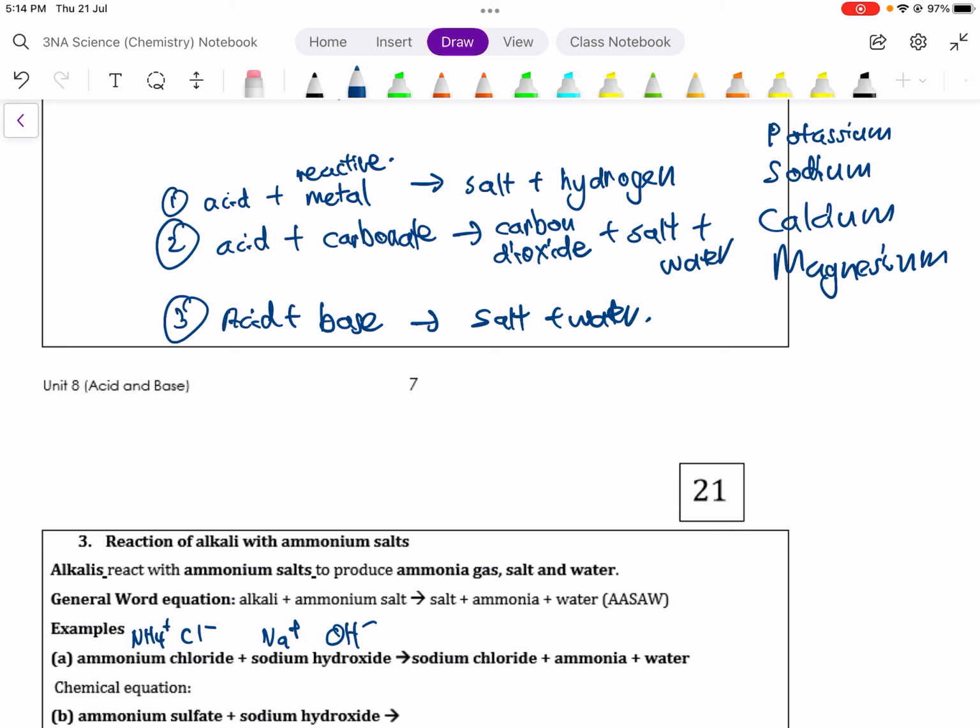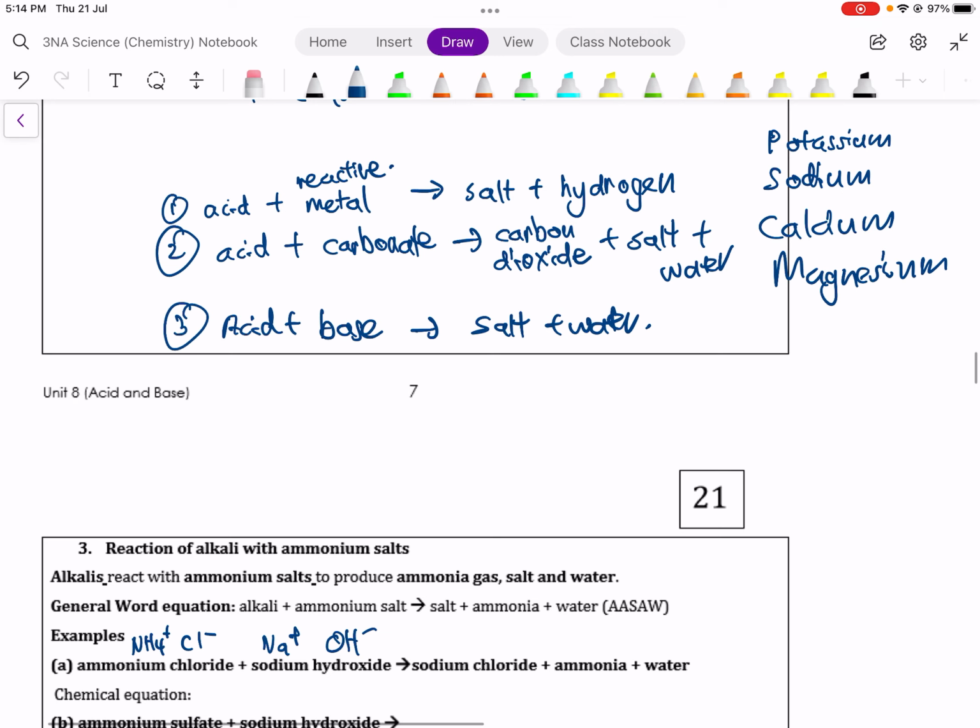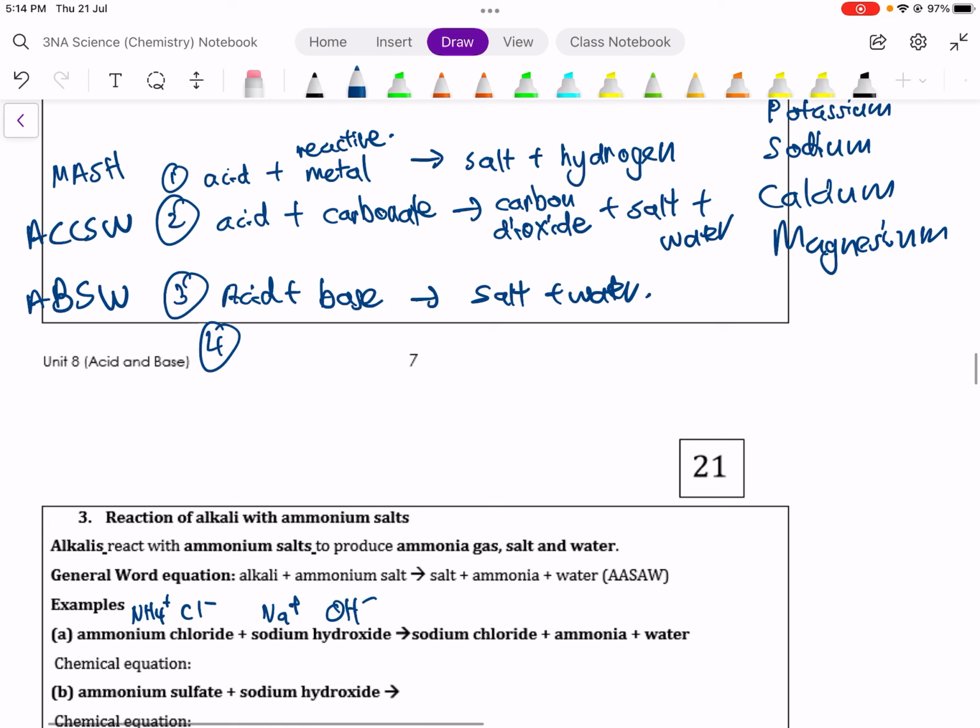Okay, this is the 4 you have learned so far, each with its own acronym. MESH for the first one, ACCSW for the second one. The third one you have ABSW.